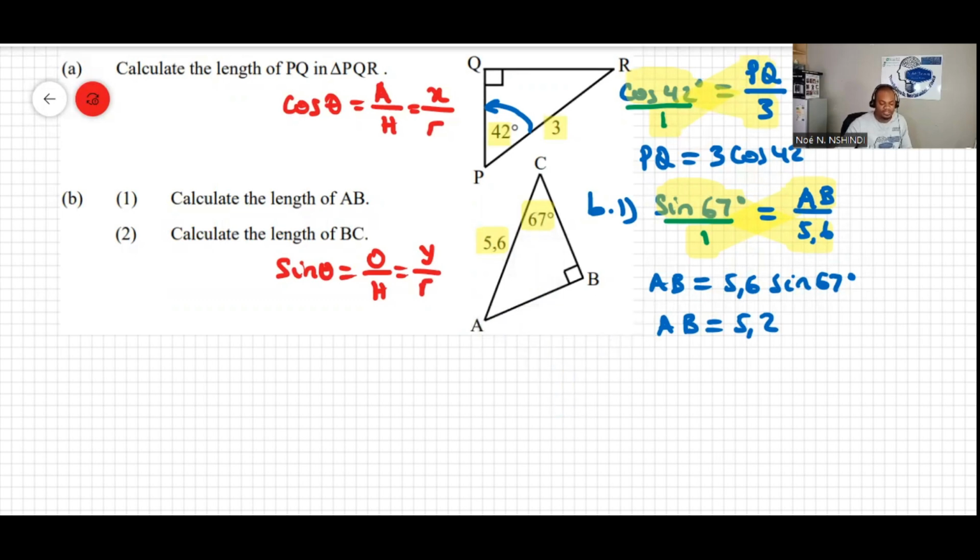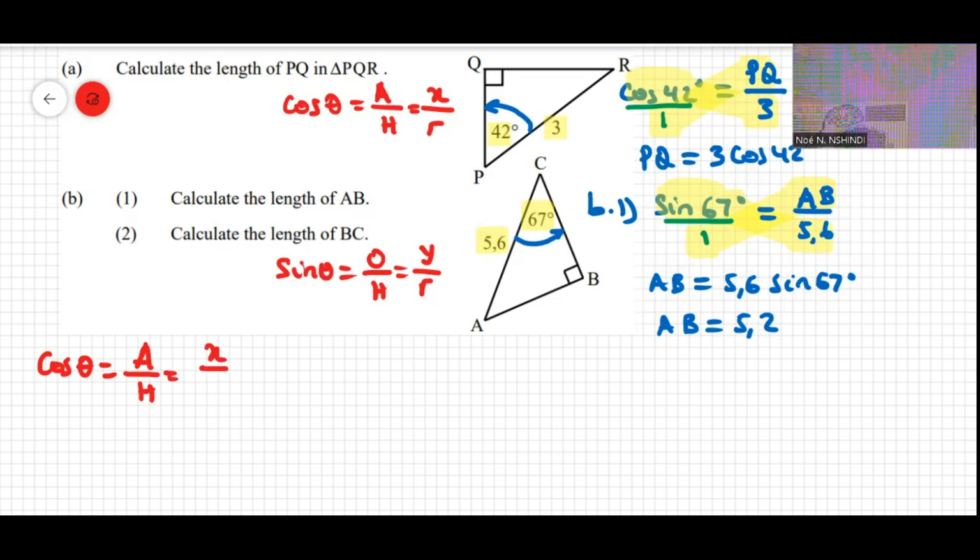This angle is adjacent to the side BC, so we can use cos. Cos of the angle theta is equal to adjacent side over hypotenuse. Sometimes the adjacent side is referred to as x and the hypotenuse as r. So in this case, cos of 67 degrees is equal to the adjacent side, which is BC, over the hypotenuse, which is 5.6.